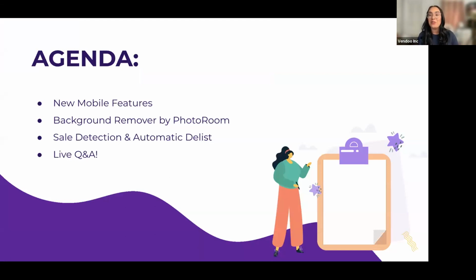We're going to start with two of our new mobile features that are on the Vendoo mobile app. Then we'll go through background remover by PhotoRoom. Then the big one, sale detection and automatic delist. And we'll end with a live Q&A.